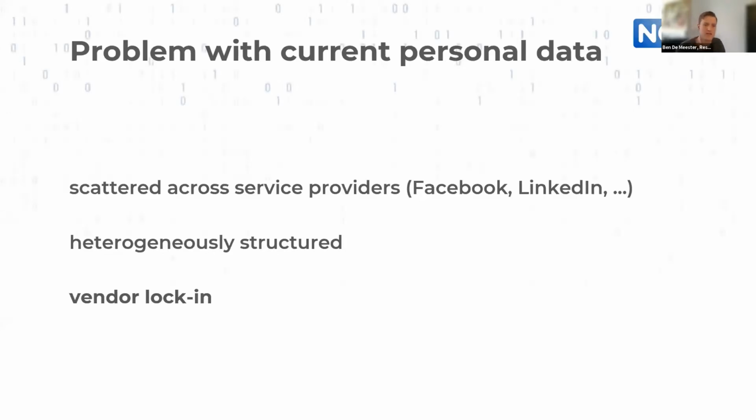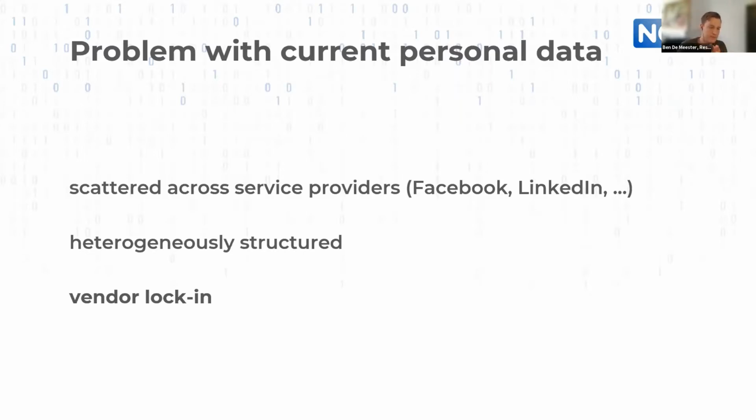Well, the big problem is that it's scattered across all the different service providers that you have. You can have your address book in Facebook, an address book in LinkedIn, and each service provider has a different take on what an address book should be. And that's perfectly fine. That's why there are different applications. However, that also makes it very hard to put the data together. They're all structured heterogeneously in very different ways. And this contributes to vendor locking. Your data only works within the specific apps they're in.